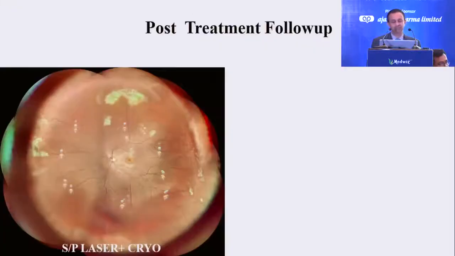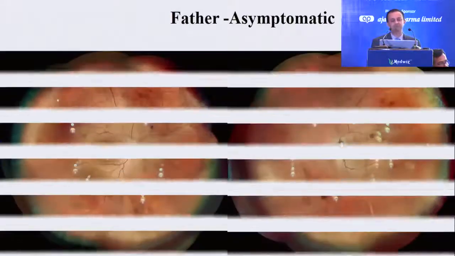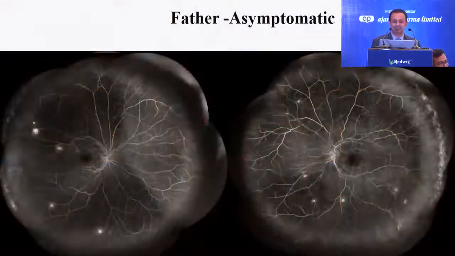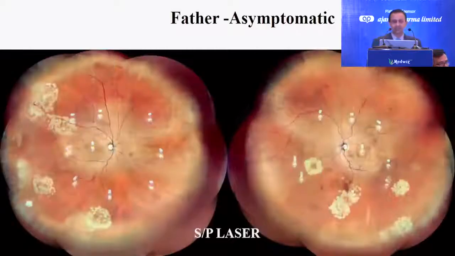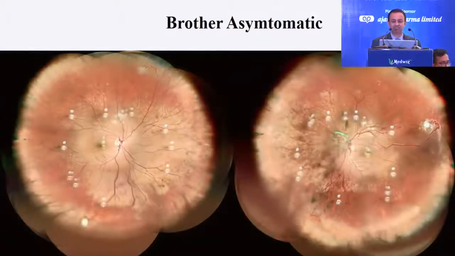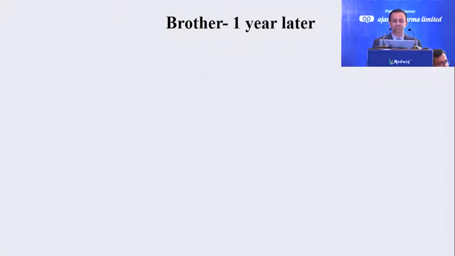We treated her with the standard treatment of lasers with triple freeze thaw. Father was asymptomatic. We screened him again with an angiogram, and as you can see, multiple angiomas were silently lying, which we would never have picked up on a standard fundus camera. Same thing. Now the brother was asymptomatic. We decided to do an angiogram, and this is the picture on ultra wide field. So we charted. We treated him as well, and this is about a year later.